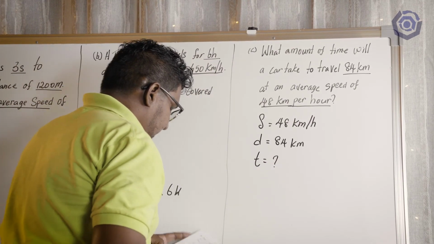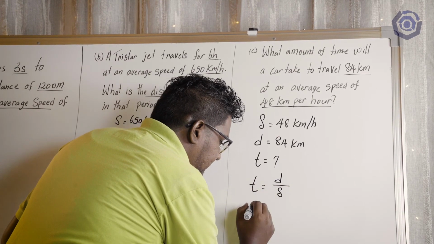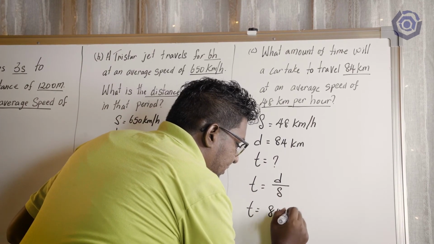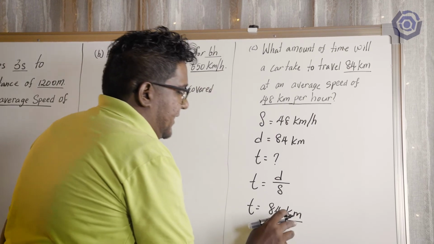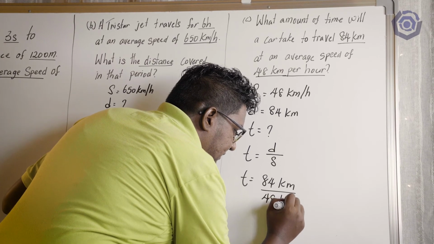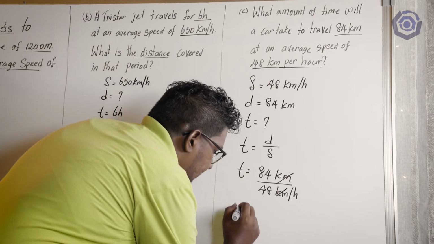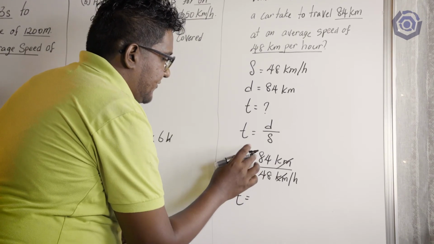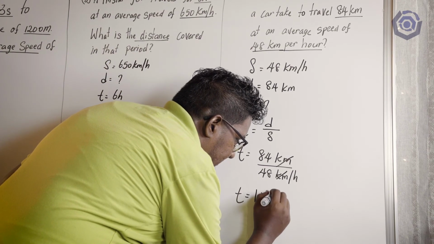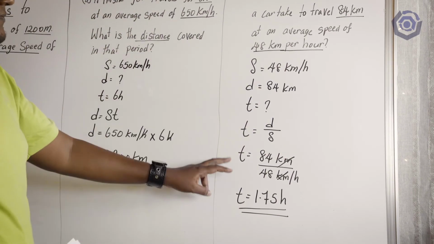And the formula for time is equal to distance over speed. Time is equal to the distance covered, which is 84 km, divided by the average speed, which is 48 kilometers per hour. Km and km would cancel out each other. The time is equal to 84 divided by 48, and that's going to give me 1.75 hours. And this is how you calculate the time.